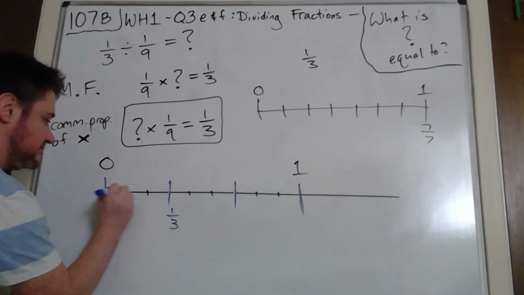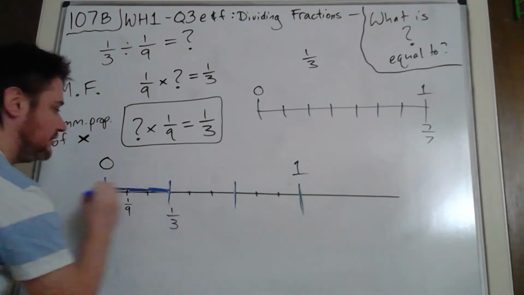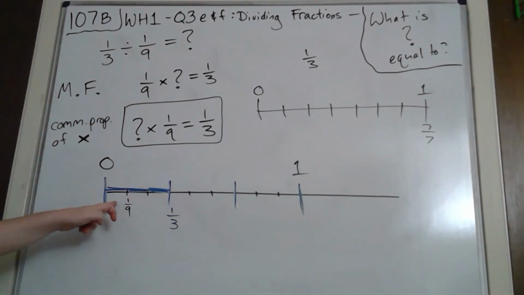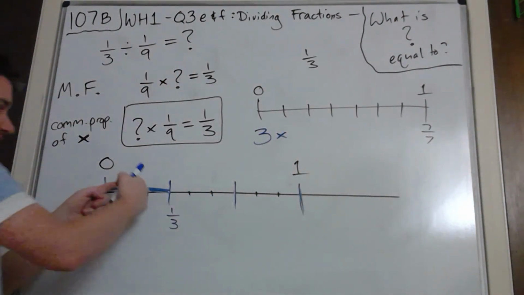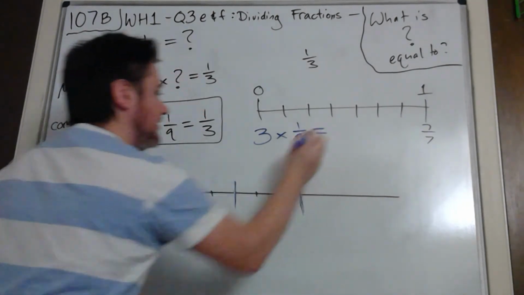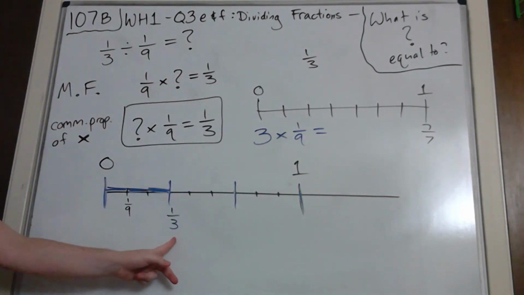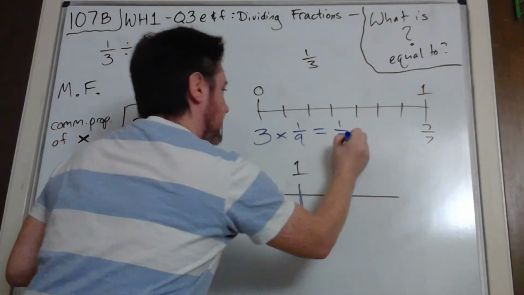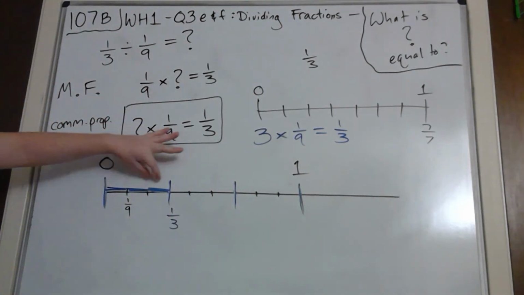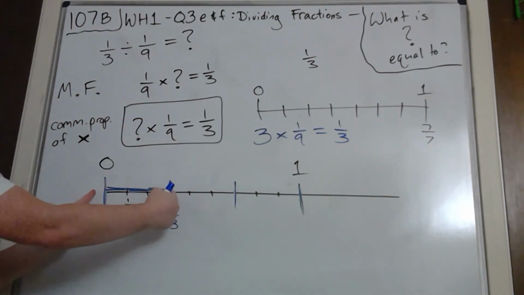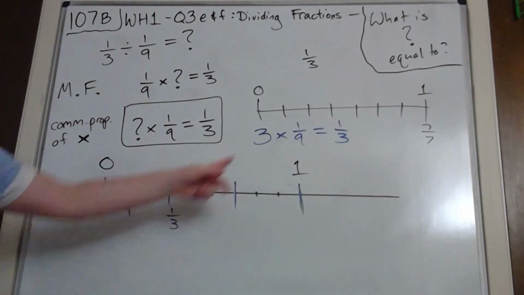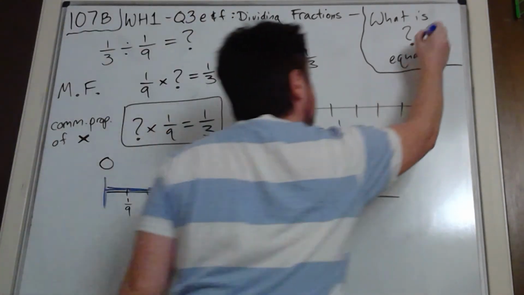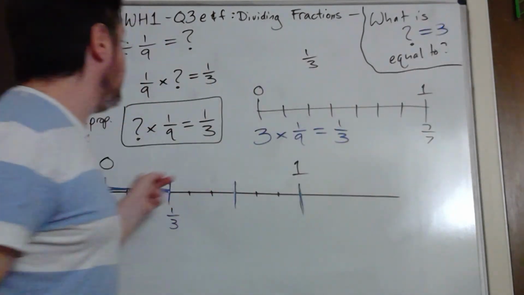And so let's just count. If I do 1, 2, 3 of those groups, that looks to work, right? In other words, 3 groups or 3 chunks of the size 1/9 lands me at the same spot as 1/3. If I collect 3 of these 1/9 segments, that's the same as collecting 1 of the 3 larger segments in my whole. All right, and so I've solved for question mark. What is question mark equal to? Question mark is equal to 3.